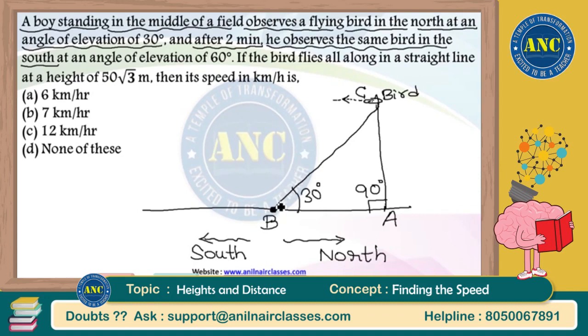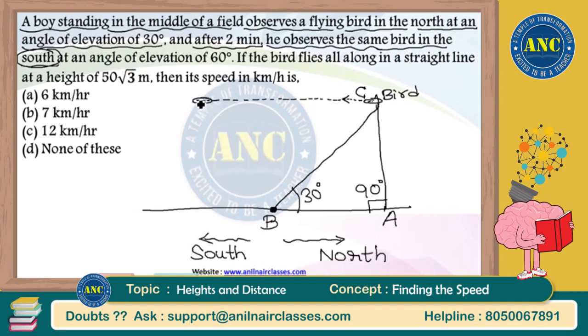If the right side of the boy is north, then the left side of the boy should be south. And it is given in the question that he observed the same bird in the south. That means from north the bird is coming like this to the south. South is nothing but the left side of the boy. And after 2 minutes, he observed the same bird in the south.